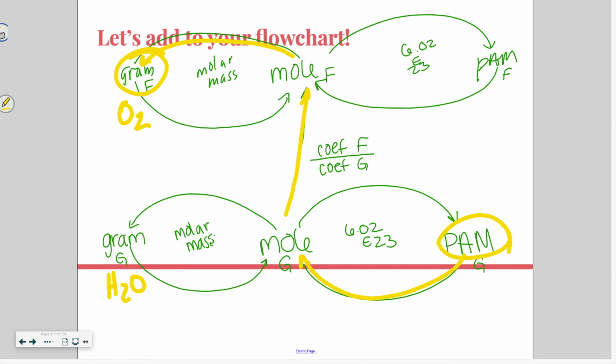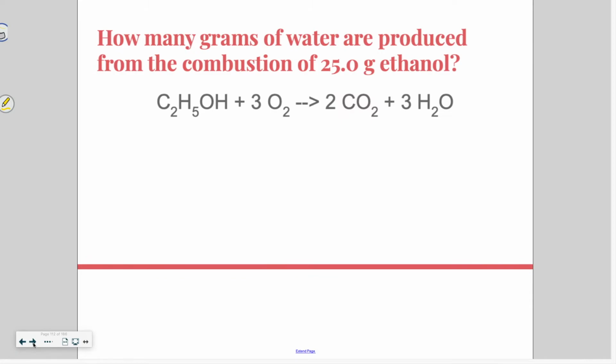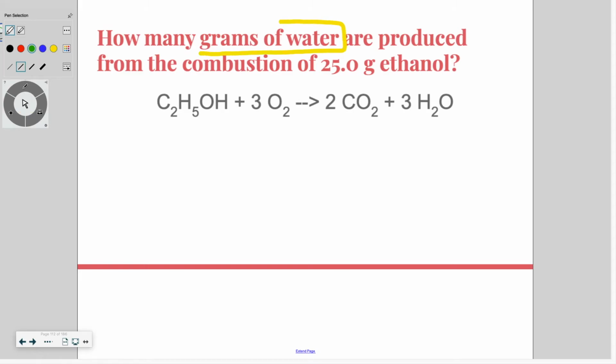All right, so let's take a look at some example problems. It's just like what you've been doing. You've just got a different path that you're following. So let's look at this first problem here. How many grams of water? So that is my find.